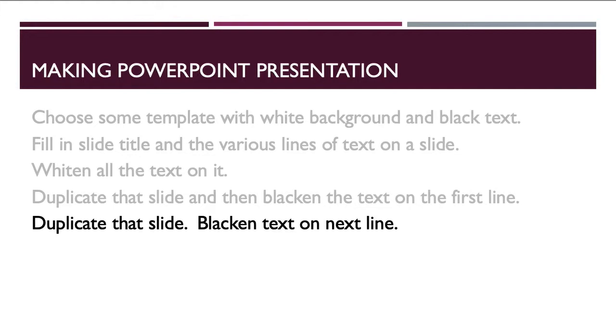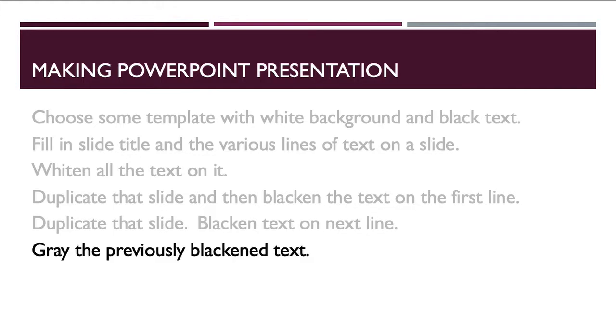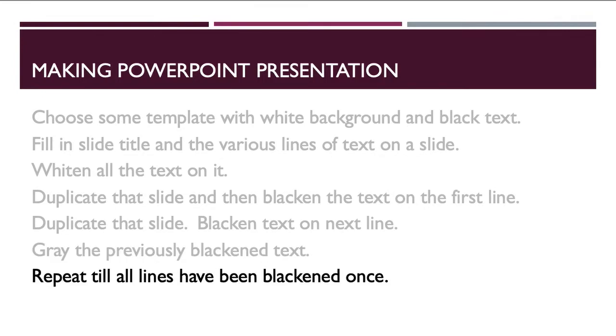Duplicate that slide, blacken text on the next line, and gray the previously blackened text out. So now you're making gray previous text, and only the current text is black. This focuses the eye on the black text. Repeat till all lines have been blackened once, and that's all there is to it. So I'm going to stop the presentation.